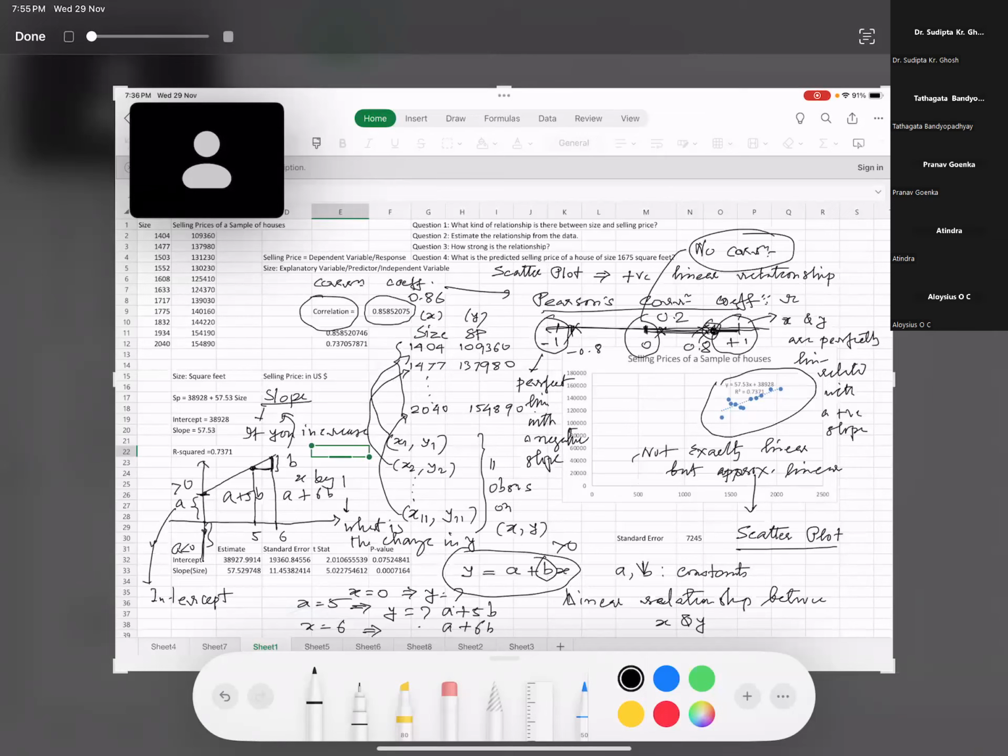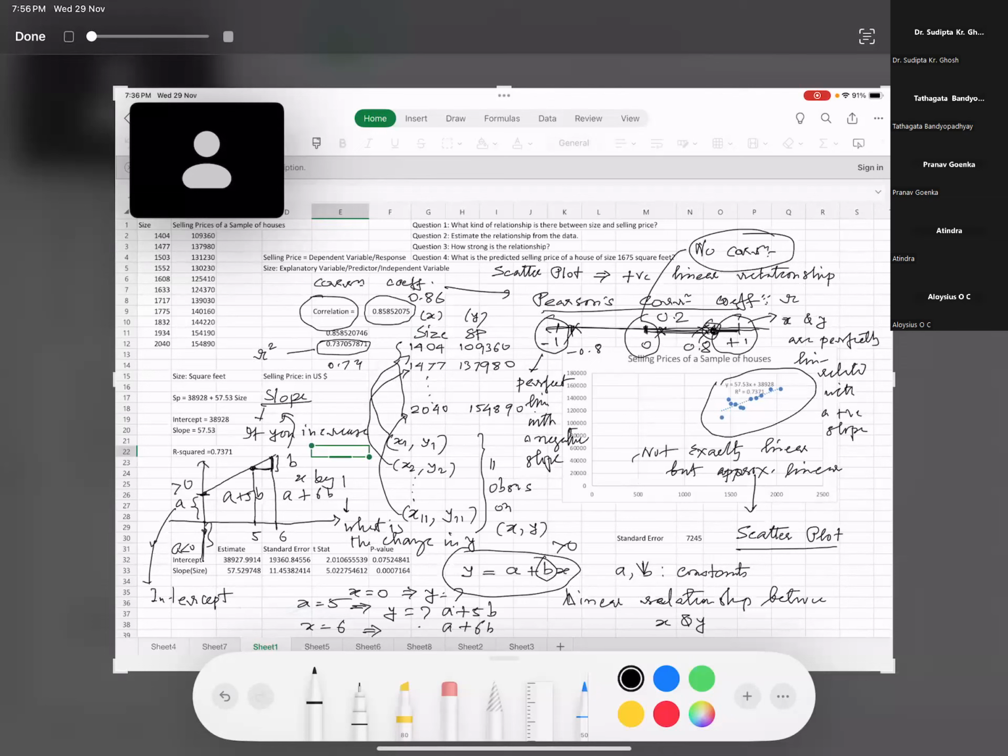Now let's come back to question number 2. What we found for question number 1 is that there is a positive correlation between the size and the selling price. For question number 3, we answered that the correlation coefficient between the two is strong, which is 0.86. But below 0.86, I have written another number, approximately 0.74. This number is nothing but the square of the correlation, R square.